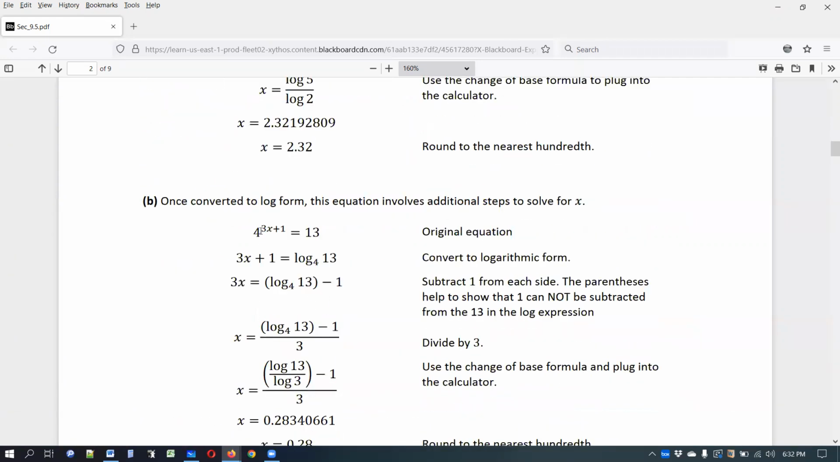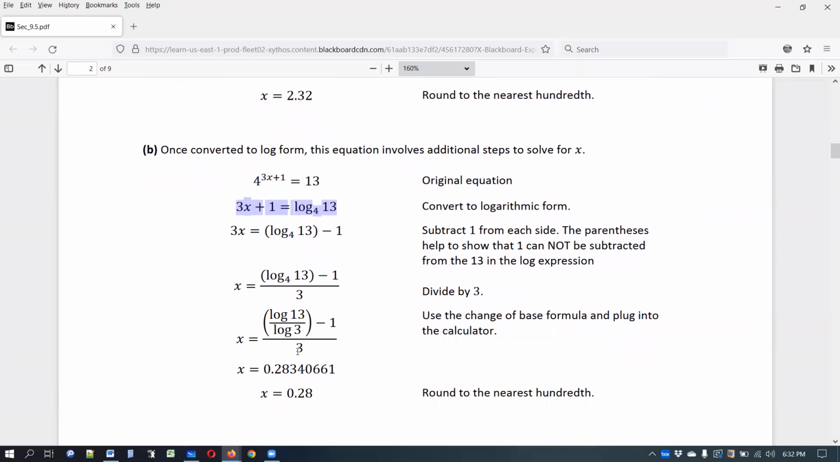When I do that, the log base 4 and this 4 will cancel each other out. On the left, I will only have 3x plus 1. On the right, I will have log base 4 of 13. Then all I have to do is solve the simpler equation. Subtract 1 on both sides, divide both sides by 3.